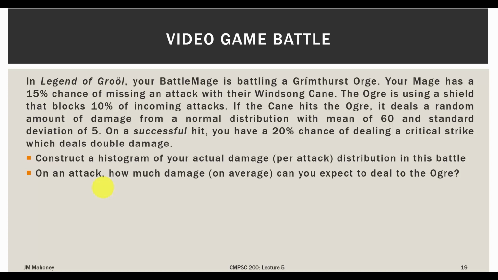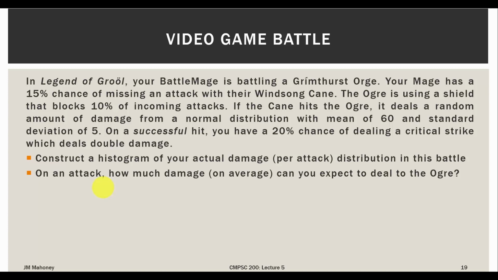So both of these are going to be event-based elements in our simulation. If we are able to strike the Ogre, that is if we don't miss and the Ogre does not block us, then our weapon is going to deal a random amount of damage taken from a normal distribution. So we're going to do a mean of 60 damage when we hit with a standard deviation of 5.